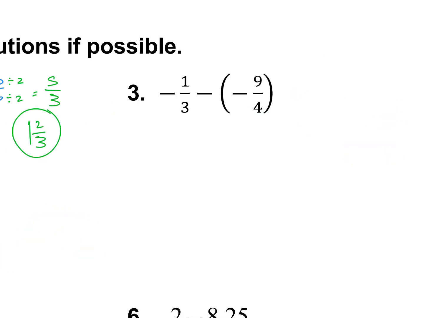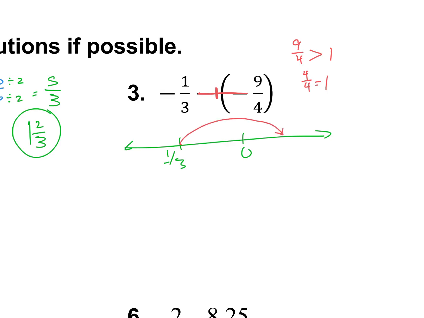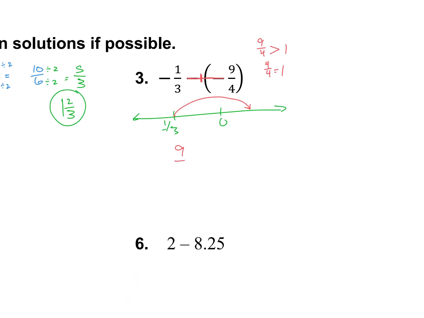Okay? All right, we're at negative 1/3. So here's 0, we're at negative 1/3, like that. And this negative and this negative are right immediately next to each other. So we're going to be adding 9/4. 9/4 is bigger than 1 because 4/4 is exactly 1. So we're going to be jumping way over here on the positive side. And if you're like, wait, why is it doing that? Because here's how I'm going to do this problem.